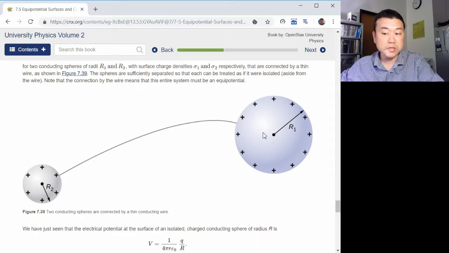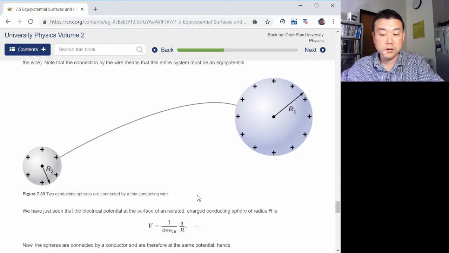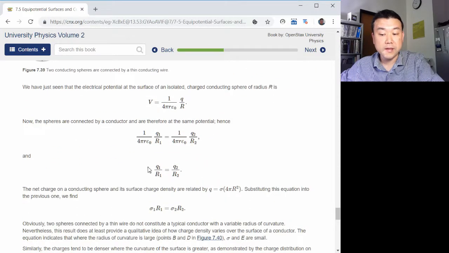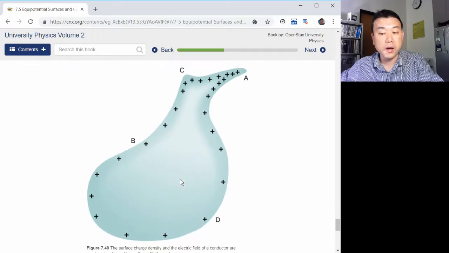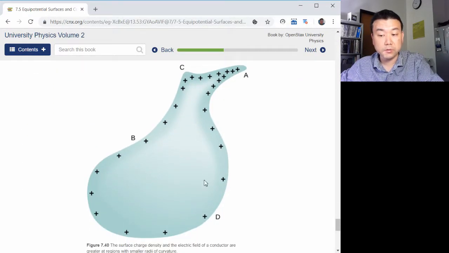And using that, you can derive some interesting result. You can see it here. And that result is used to argue how, when you have an irregularly shaped conductor, the charges accumulate near the pointed end. There's a demonstration I can show you using that. I will record a video when I can.